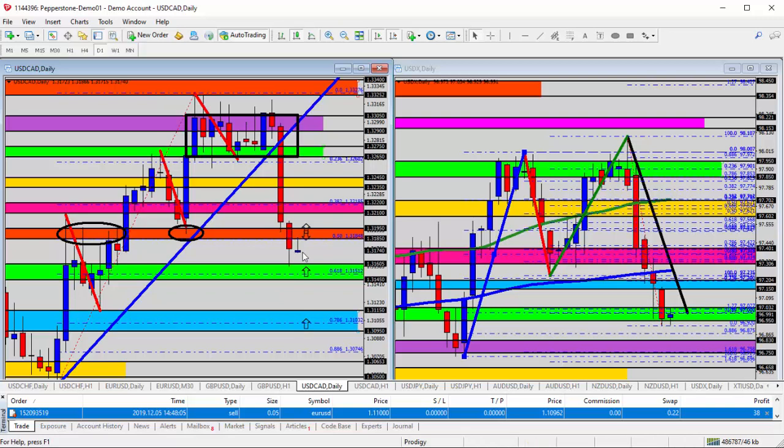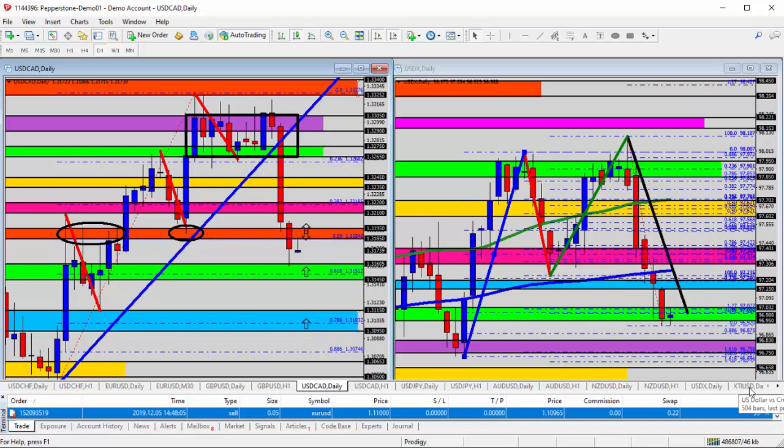Anyway, we're underneath the orange zone. I would say if you're going to sell it, you want to get as close as possible to 1.3185 under the orange zone. If you get good news for Canada, poor news for the US, that would be the opportunity. If you get the opposite, then we could be looking for it to go back up.